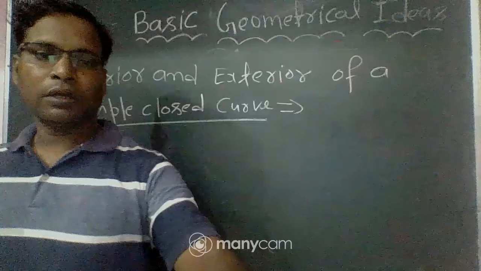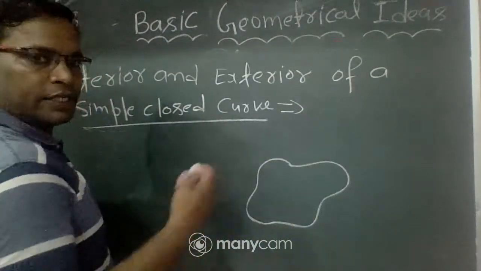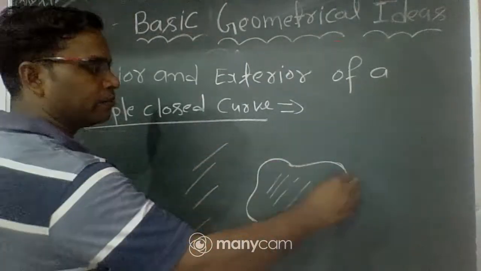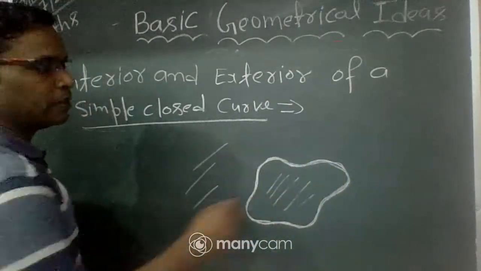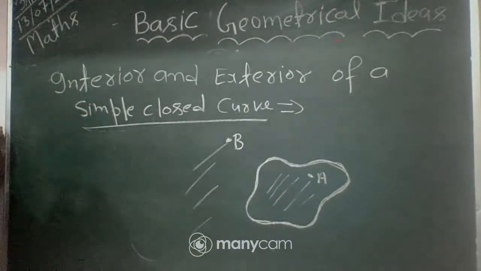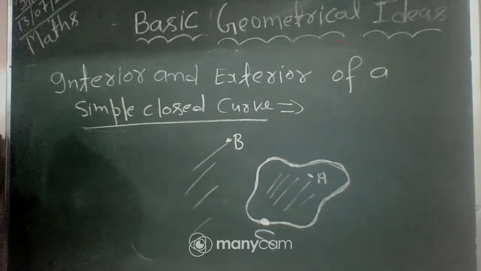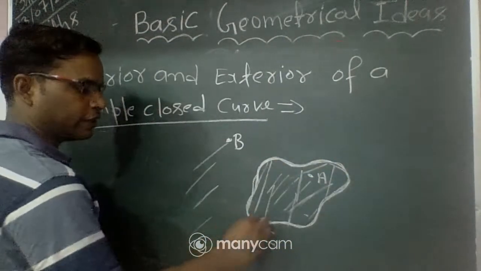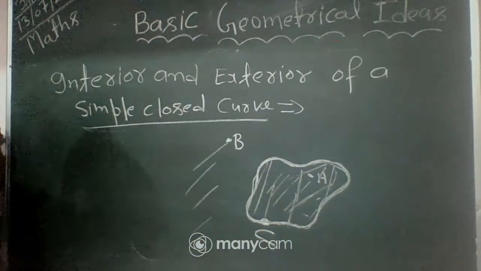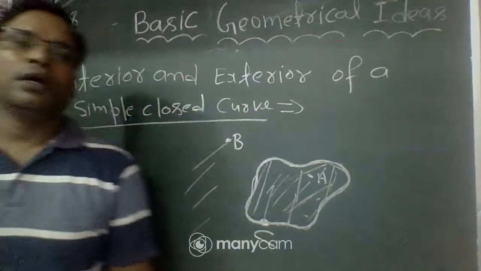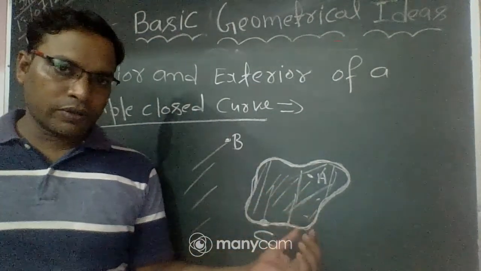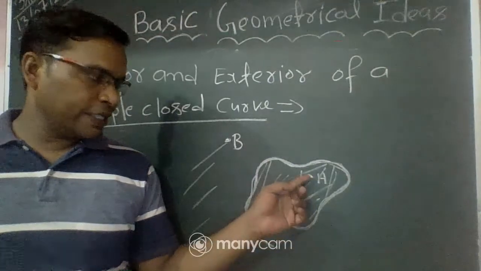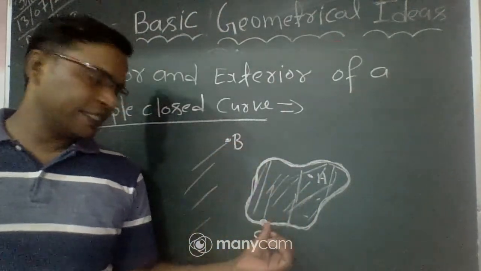The interior of the curve together with its boundary is called the region of the curve. This is the boundary curve and this is the interior. Both combined together are called the region of the curve. Clear? So you can also say that A is an interior point, B is an exterior point, and C is a boundary point.